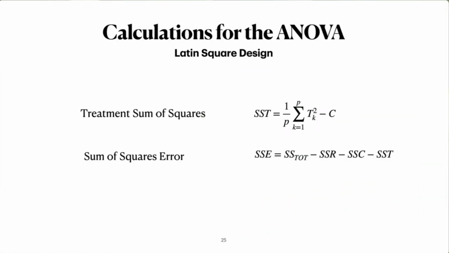Then to get the treatment sum of squares, SST, we square each of the treatment sums, add those squared treatment sums up, multiply that sum by 1 over P, and then subtract off the correction factor C. Once we have the total sum of squares, the sum of squares due to the row factor, the sum of squares due to the column factor, and the sum of squares for treatments, we get the sum of squares error, SSE, by subtracting SSR, SSC, and SST from the total sum of squares.